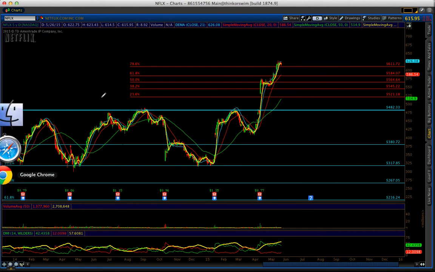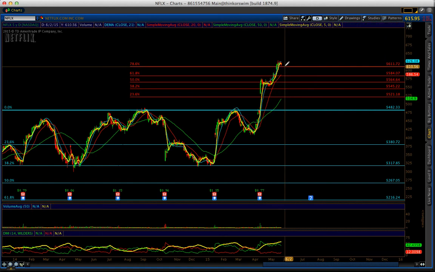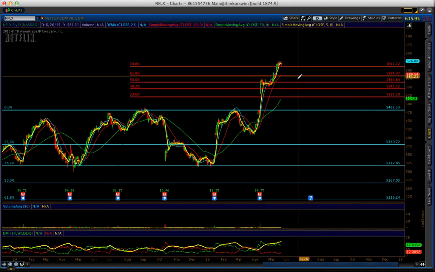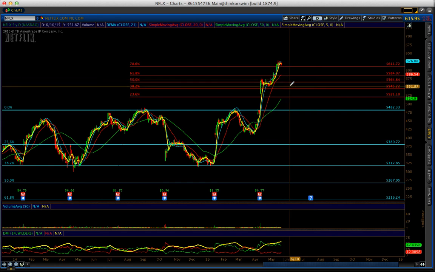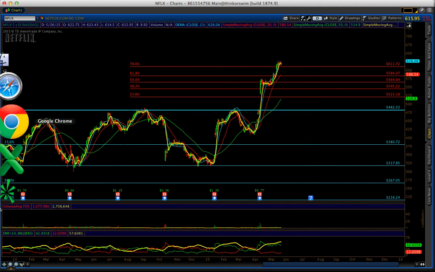Right now it's long because it's bullish. But if it breaks down 611, it's going to go in a hurry to 582. And if that level doesn't hold, then we're going to go to 545. And from there to 482 to close the gap.